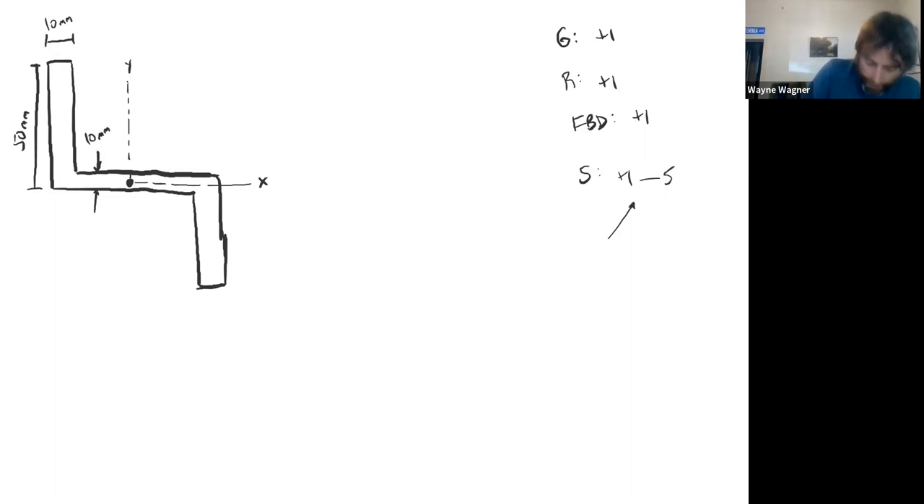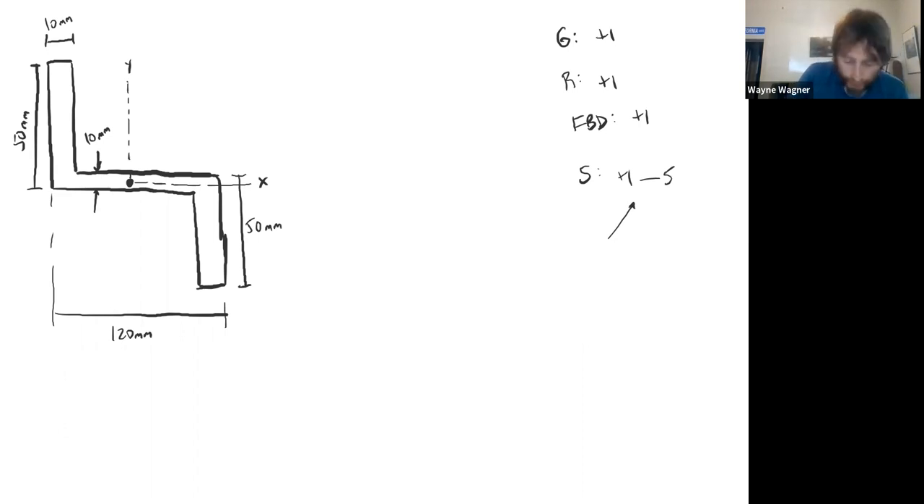Anyway, let's see this. They're going to call L from here to here. L is 120, so let's erase that and call this 120. This is the number my computer gives me. This is going to be 50 millimeters from here to here, and we've got 10 millimeters here.